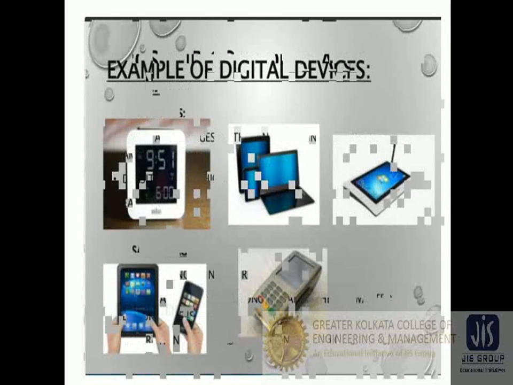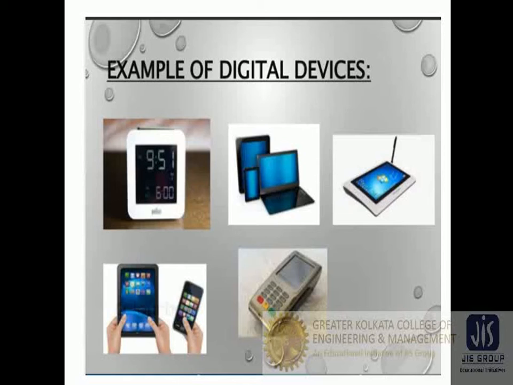Now move to the examples of digital signal devices. We can see a digital clock, laptop, desktop, iPad, or swipe machine. These are all examples of digital devices. We are talking about the digital watch. A digital watch, you can see over here, shows 9:51.